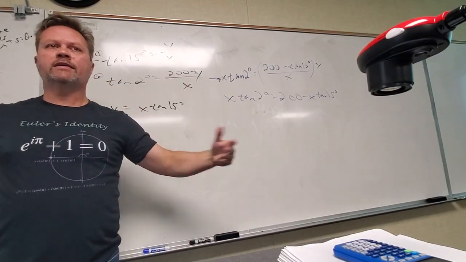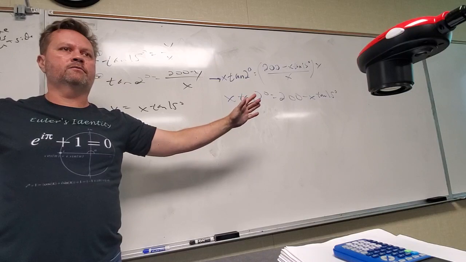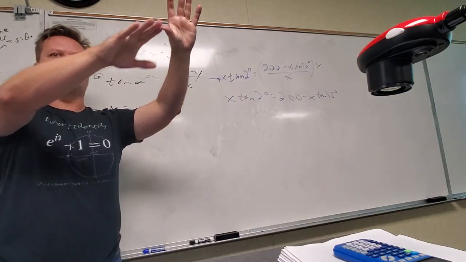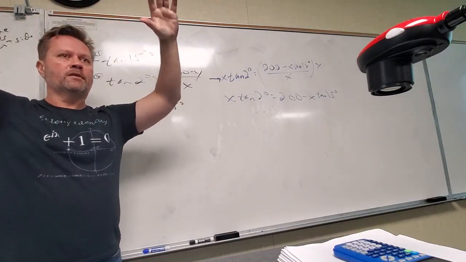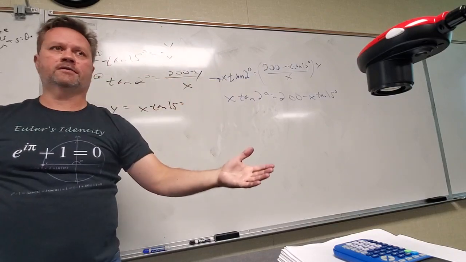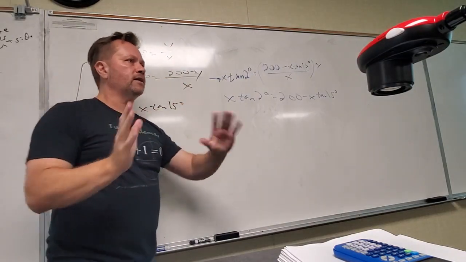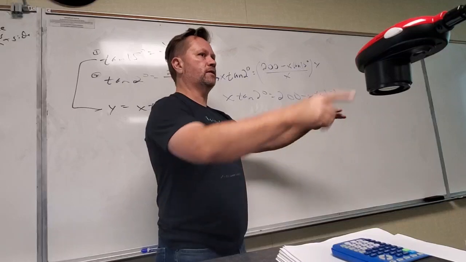How do you solve this for x? How do you solve any equation for x? What do you try to do first? You get everything that isn't x on one side and everything that is x on the other side.